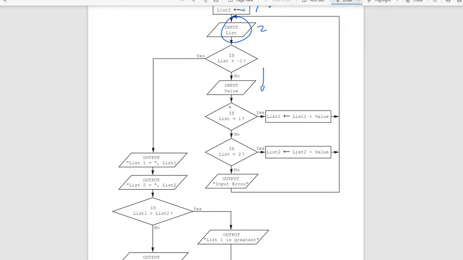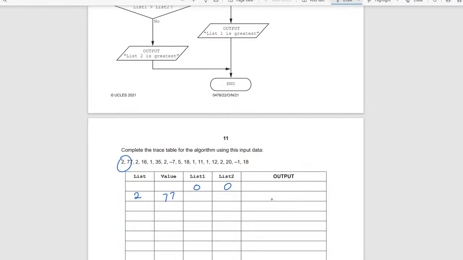okay, we go down. Is the list equal to 1? No, it's not. It's equal to 2. So we go down. Is list equal to 2? Yes. So list 2 is equal to list 2 plus value. You guys got that? List 2 is 0 right now, and the value is 77. So the answer will be here, as list 2 will be 77.